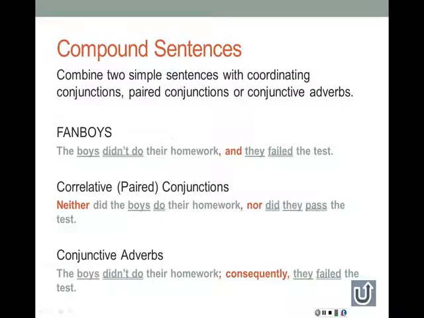If you don't have a completed review sheet, I will ask you to leave class during our grammar practice to complete the assignment. In the last grammar presentation, we discussed how to use FANBOYS to combine simple sentences, as in the first example. The boys didn't do their homework, comma, and they failed the test.